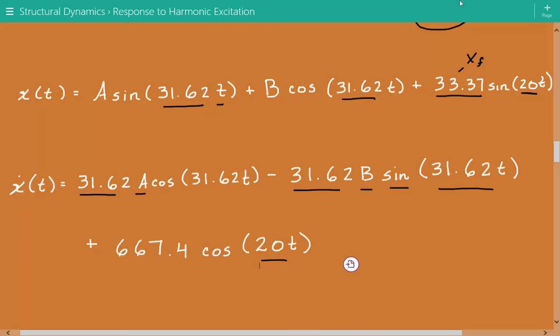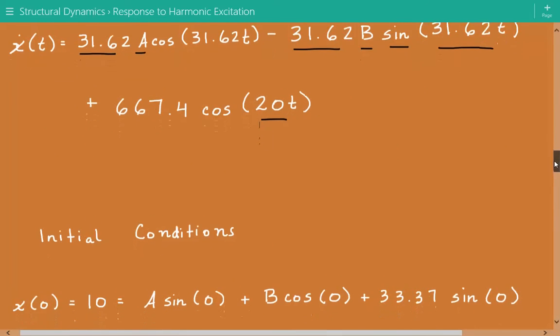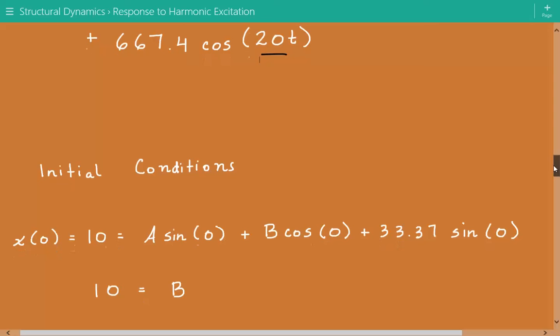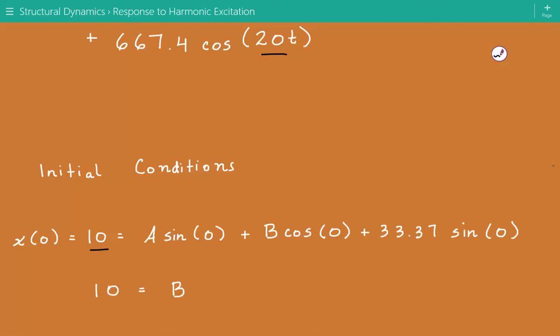So let's first take a look at the condition of initial displacement at time t equals 0. So at time t equals 0, we were told that the initial displacement is equal to 10 millimeters. So we plug in t equals 0 in the displacement function, and we get A times sine of 0 plus B times cosine of 0 plus 33.37 times sine of 0. So all the sine terms will go to 0. So we're left with B times cosine of 0, and cosine of 0 is equal to 1. So we're left with 10 equals B.